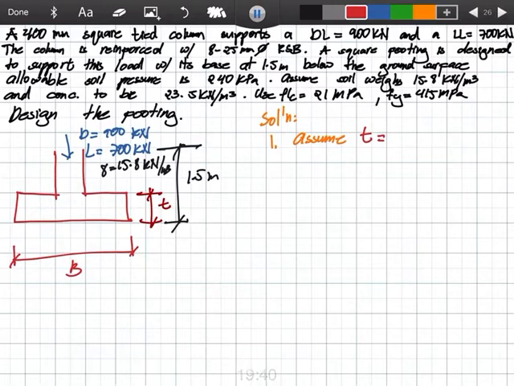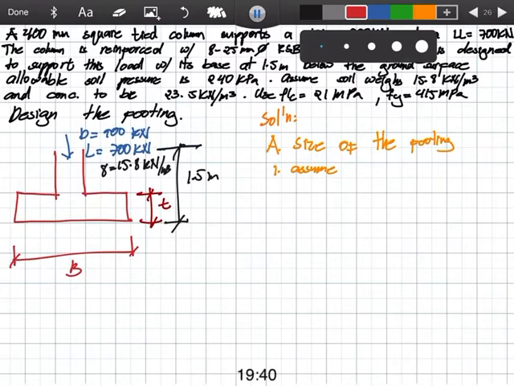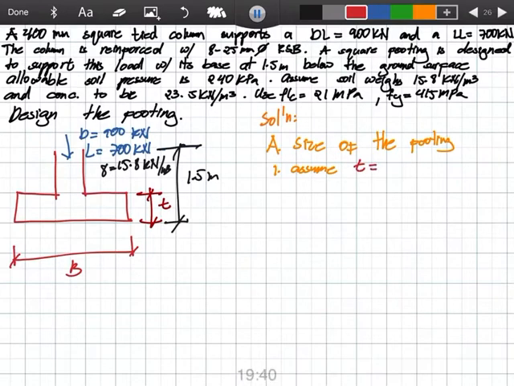Pero, para mas maganda yung pag-solve, i-by parts ko na lang to. Yun natin, A, size of the footing. Okay? Then, first step, assume thickness. Okay, so when we assume thickness, class, dapat taas-taas yung thickness na i-assume natin sa ating concrete para makatipid tayo sa bakal. Kasi kapag makapal yung concrete natin for footing, class, mahirap siyang i-shear.